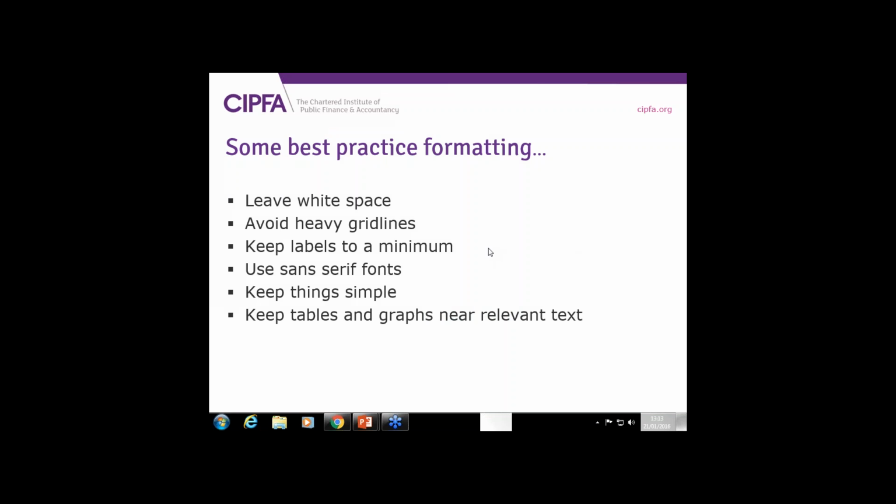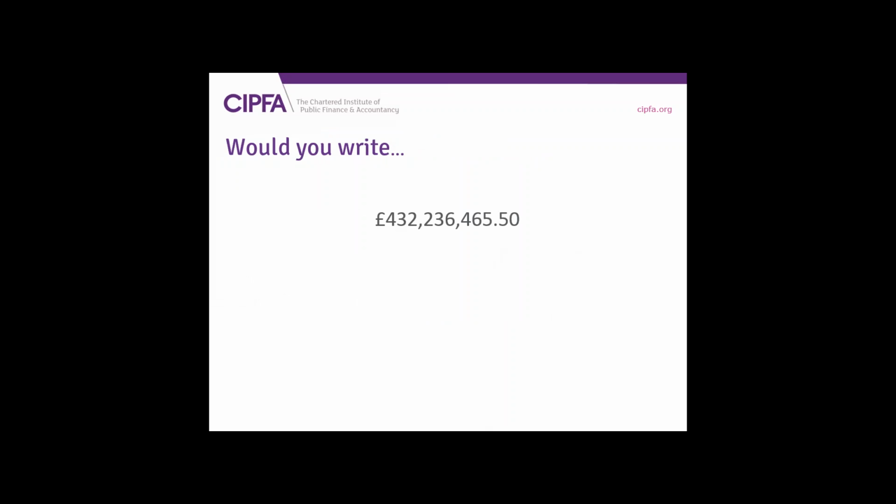Okay, I'm conscious that we're almost out of time, so just a few more quick things. Would you write 432,236,465 and 50 pence, or would you write 432.2 million? I'm guessing most of you would do the latter, and that's great.